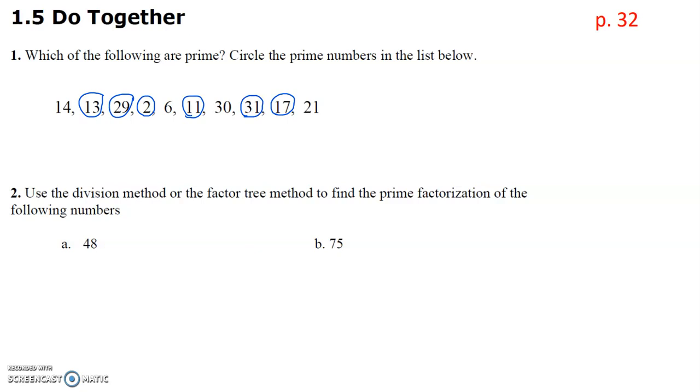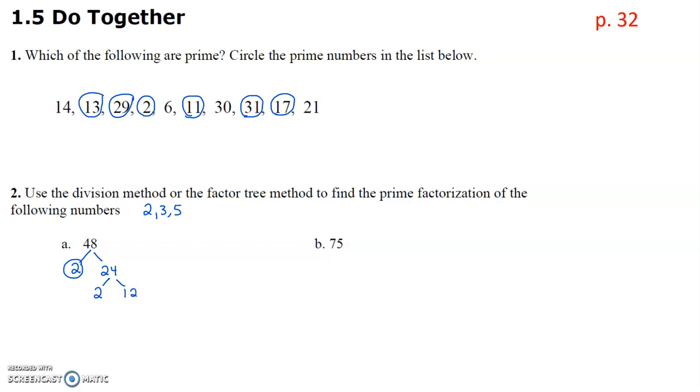For number 2, we're using division method or factor tree. So we're going to use factor tree method here. Division method is that second method that I showed in the example above. I'm going to go with the factor tree method. I'm going to be looking at my littlest prime numbers and trying to divide by those. So for 48, I'm going to divide that by 2. That makes 24.